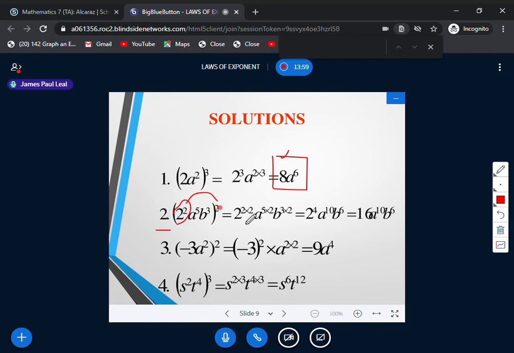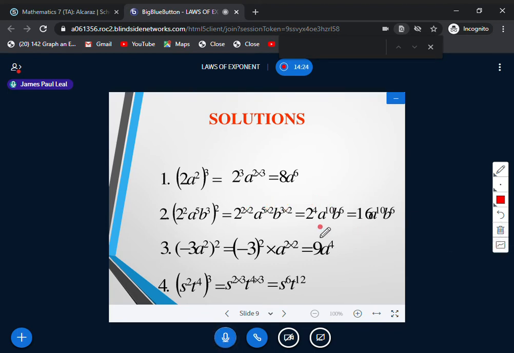Exponent, exponent. So you will be having 2 raised to 2 times 2. And this one, copy a raised to 5, and you have to multiply this one, okay? So you will be having 5 times 2 for this case. And for letter B, 3 times 2. So in simplifying, 2 times 2, you will be having 4, and 5 times 2, you will be having 10, 3 times 2, you will be having 6.